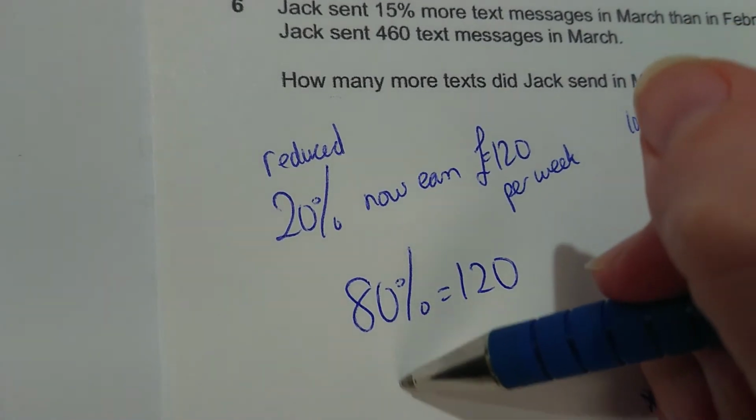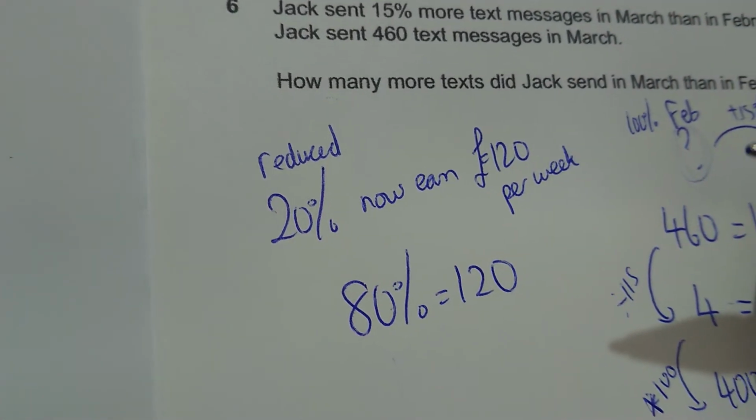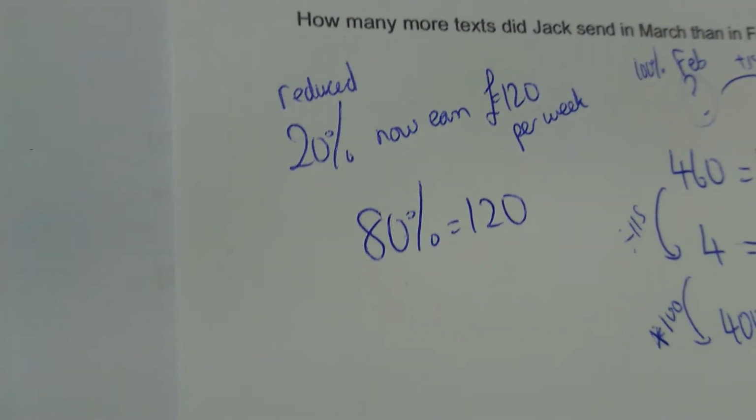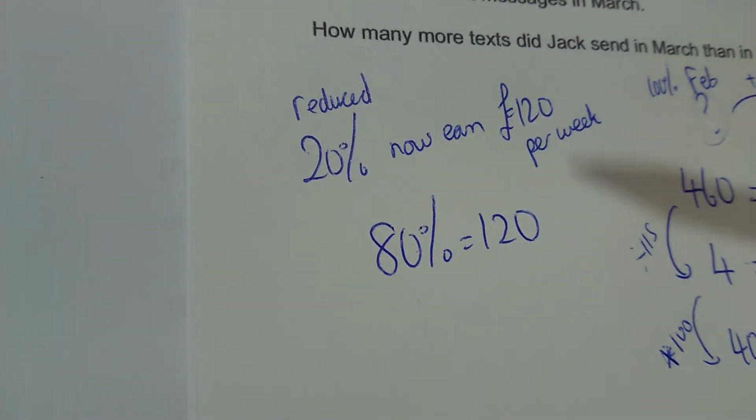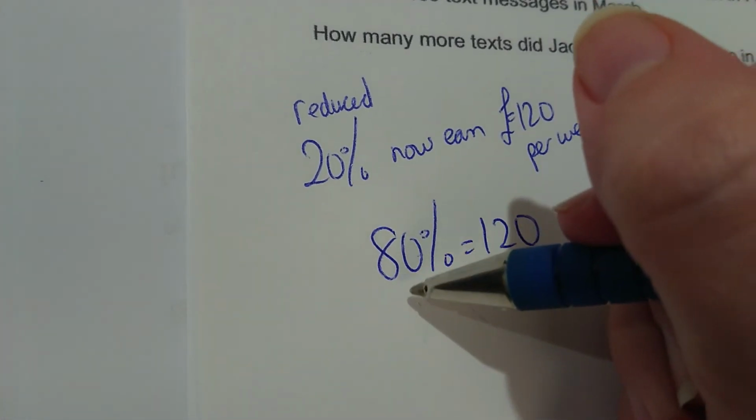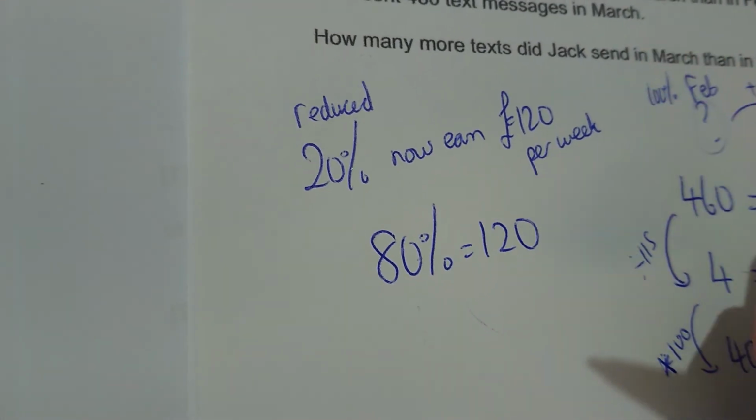Now, to work out 1% here, 120 divided by 80 isn't particularly nice to do without a calculator. I'm sure some of you might be able to give that a good go. But it's not as nice as the other one. So what I would do here, if it doesn't divide nicely, you're always trying to find a way to make 100%.